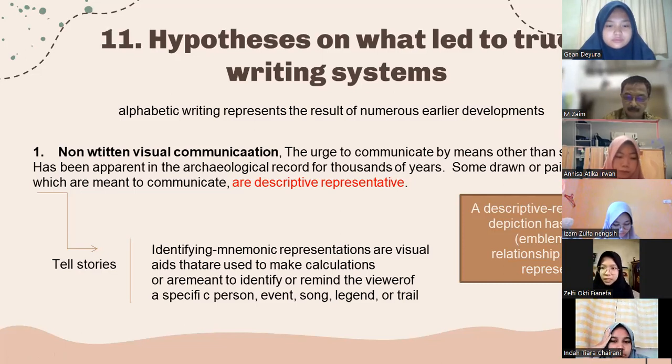Other visual representations do not tell stories. These visual aids are meant to identify or remind the viewer of a specific person, event, song, legend, or trail, or are used to make calculations. Such devices are said to be identifying mnemonic representations.